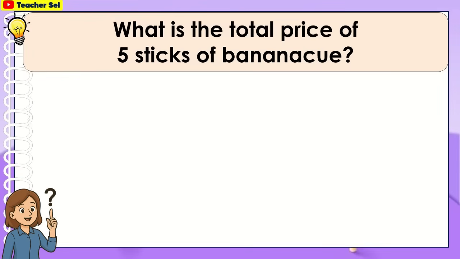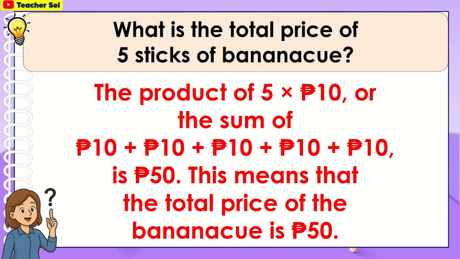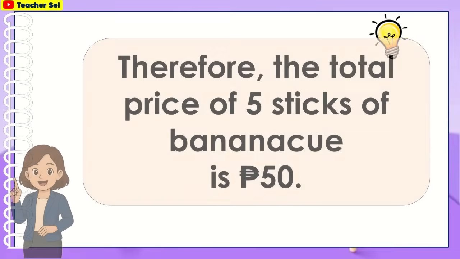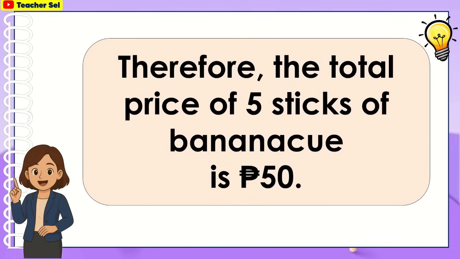What is the total price of 5 sticks of banana Q? The product of 5 times 10 pesos or the sum of 10 pesos plus 10 pesos plus 10 pesos plus 10 pesos plus 10 pesos is 50 pesos. This means that the total price of the banana Q is 50 pesos. Therefore, the total price of 5 sticks of banana Q is 50 pesos.